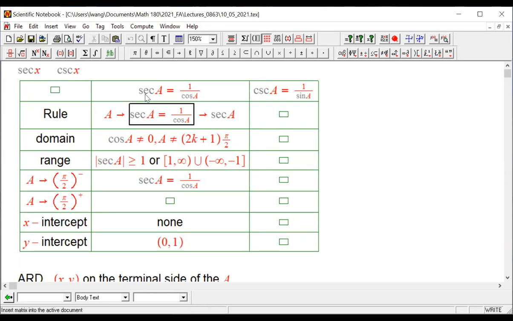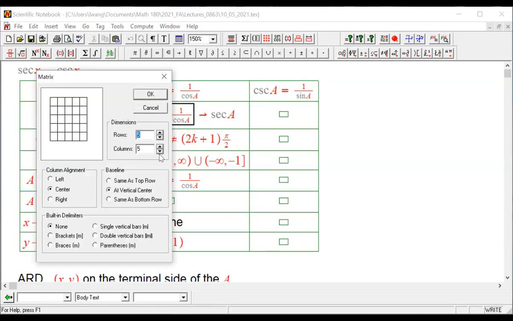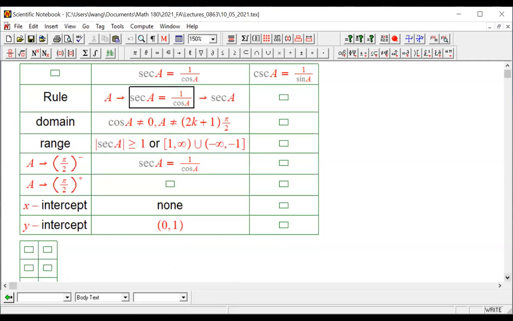Okay, so now I'm going to make that table. We don't need so many columns. I have class very soon, by the way, but I'll just give you the hint so you can work it out.